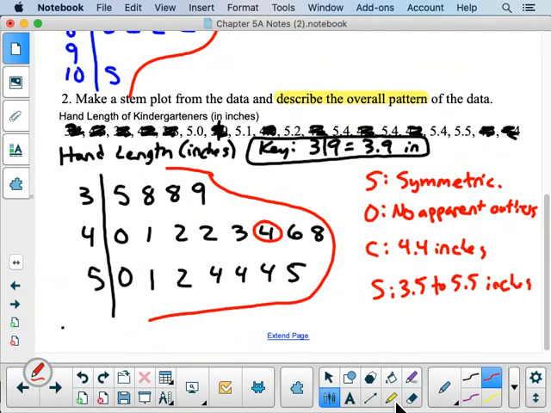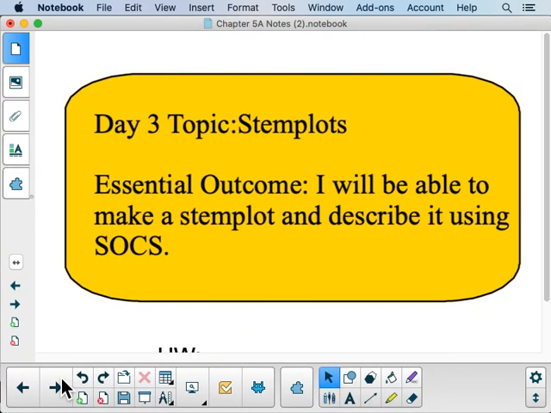So that's what you need to know for STEM plots. Take that information and work through the worksheet. Thanks for watching.